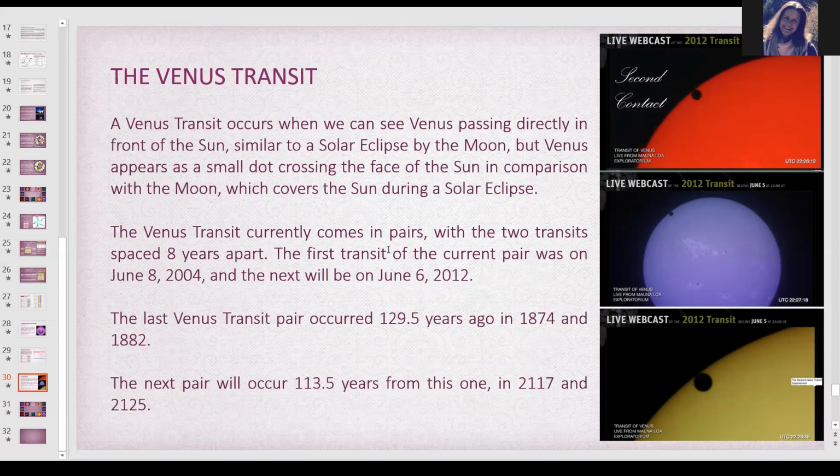The Venus transit currently comes in pairs, with the two transits spaced 8 years apart. The first transit of the current pair was on June 8, 2004, and the next was on June 6, 2012. The last Venus transit pair occurred 129.5 years ago in 1874 and 1882. The next pair will occur 113.5 years from this one in 2117 and 2125.